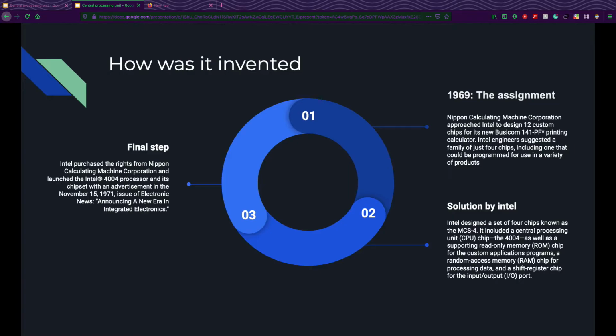But the most impressive thing about the solution was not this. The most impressive thing was the Intel 4004, which, when the company realized its potential, they purchased the rights from Nippon Calculating Machines Corporation and launched the Intel 4004 processor as its chipset. And it was advertised as an era of new integrated electronics, and they indeed were very right about it.